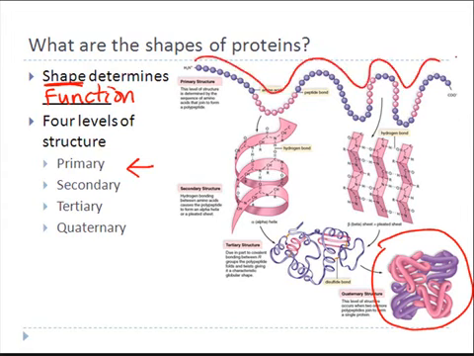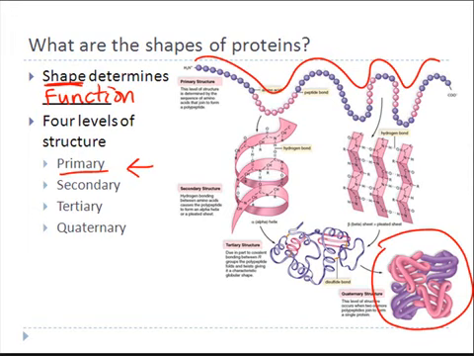Okay, we have 20 common amino acids used in our body, things like leucine, isoleucine, glycine, glutamic acid, aspartic acid, tyrosine, phenylalanine. There's all kinds of them, valine, serine, all of them. The order in which we join all those amino acids together determines the primary structure of that amino acid.